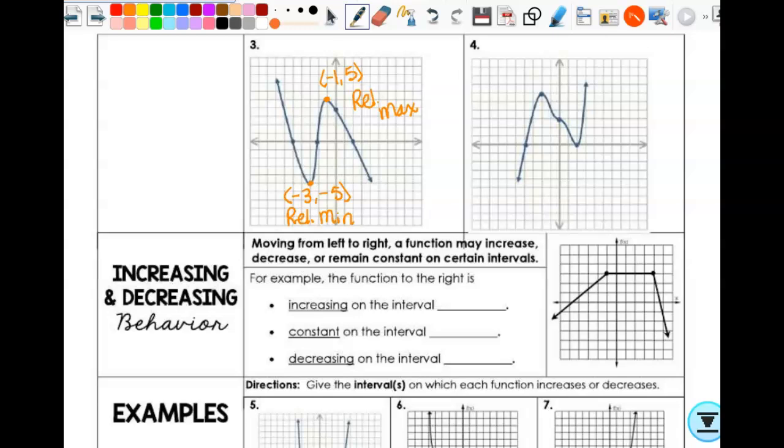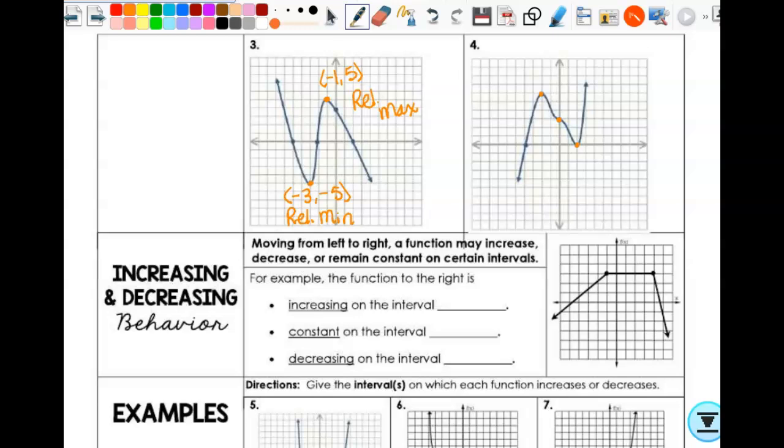How many critical points does number 4 have? 3. How many extrema does it have? 2. Okay. It has 2 extreme values because it has a maximum and a minimum of some sort, right? But then this is also a critical point, yes? So I have this maximum, this minimum, and then this other critical point. But these 2 are considered extrema, and this one is something else, right?